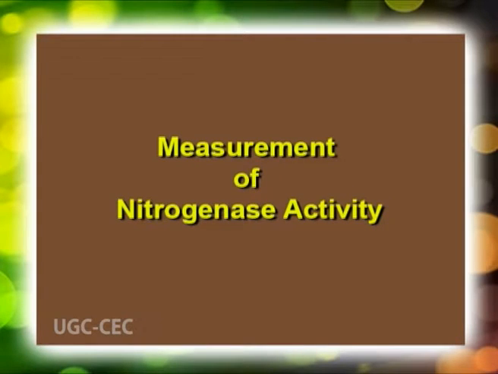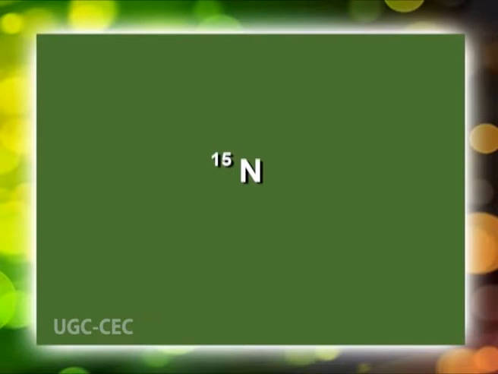Measurement of nitrogenase activity. As with many assays for enzyme activity, it is possible to estimate nitrogenase activity by measuring the rate of conversion of the substrate nitrogen to the product ammonia. Since ammonia is involved in other reactions in the cell, it is often desirable to label the substrate with 15N to provide accounting or mass balance of the added substrate.